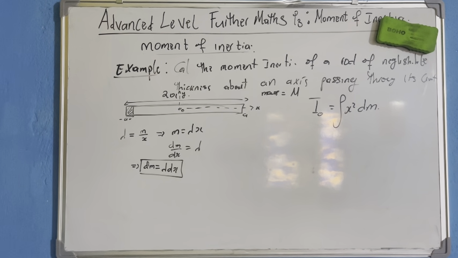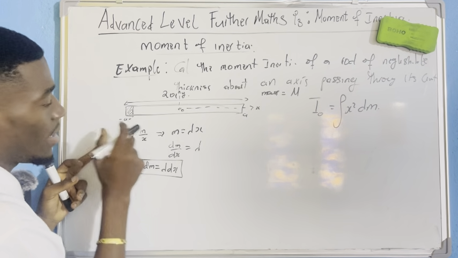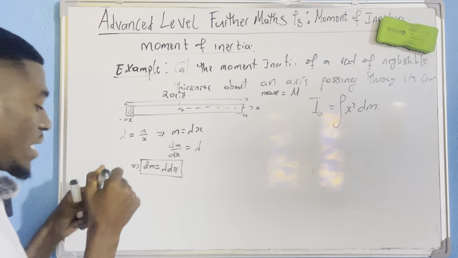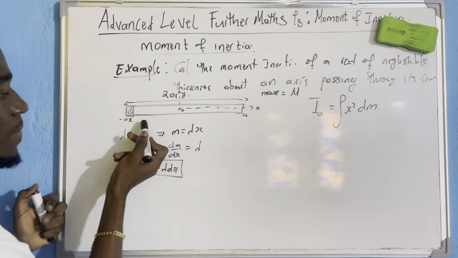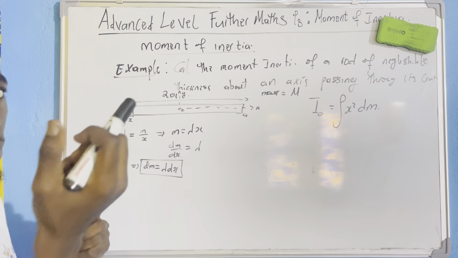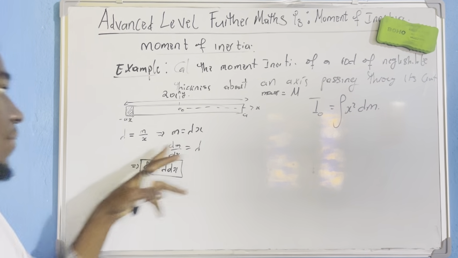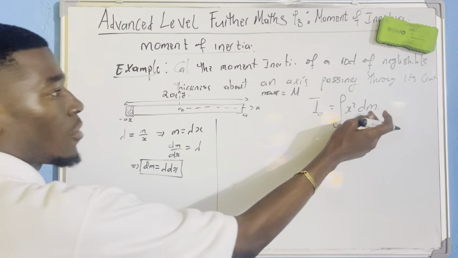So the mass is coming from what? The linear density. Linear density is the mass per unit length. I consider the length of my small portion here to be x. Now, making my lambda to be the small mass of this portion divided by the length of the portion, which is x. From there, now I can come out with my dm. Now having the value of dm, I'll come and replace here.